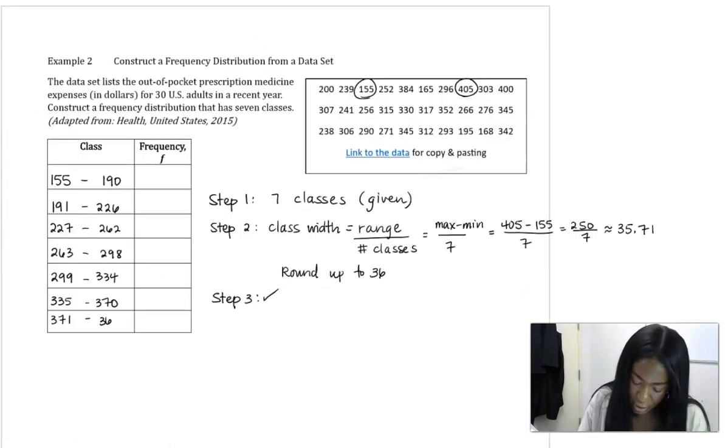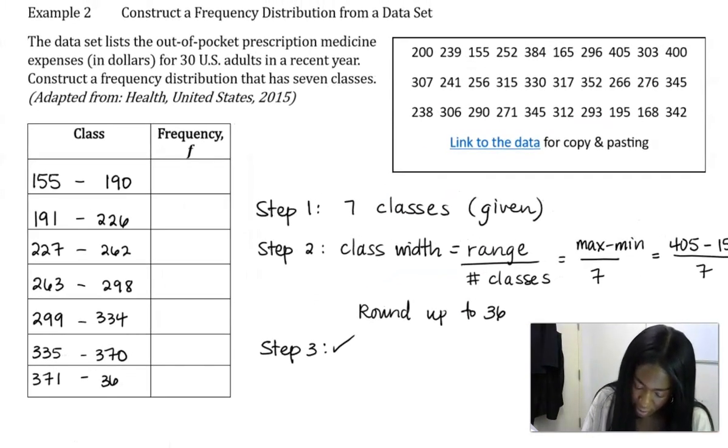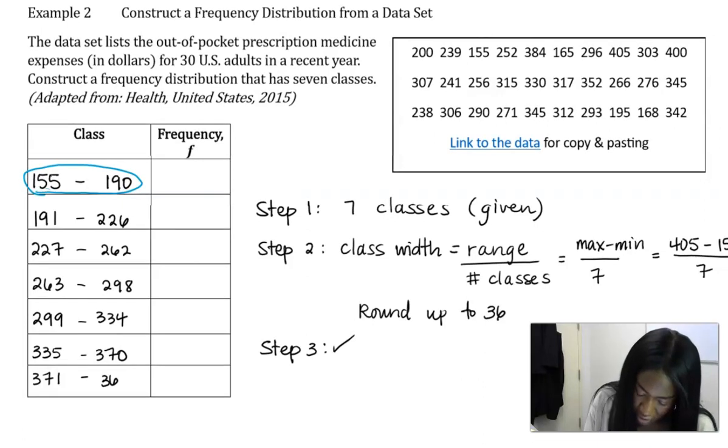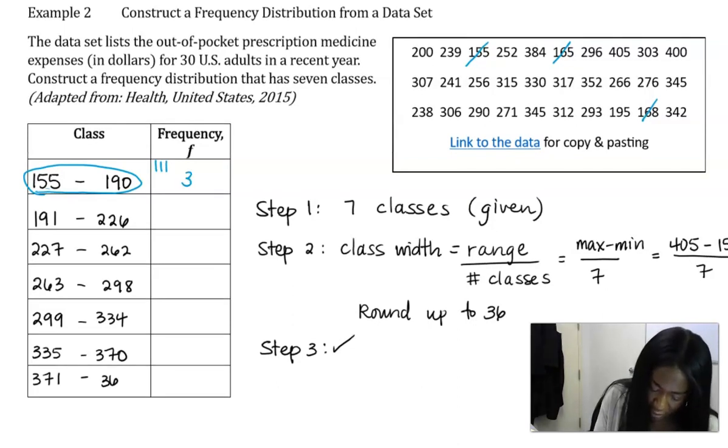So what that means is going through this data set, and this might be a little time consuming, but first I'm looking for all numbers that fall between 155 and 190. So 155 does, I'll put a mark for that. 165 does, I'll put a mark for that. There's more. 168 down here, I see. Okay, so that gives me 3 for that first class.